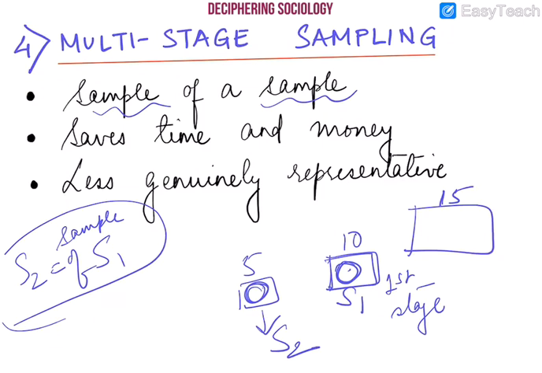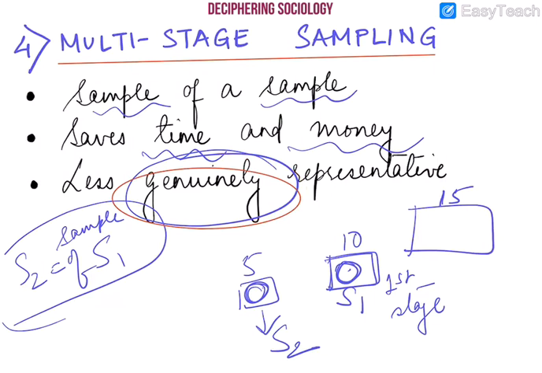The advantage is that it saves my time and money, but the disadvantage is it is less genuine, right? So this is the disadvantage. Negative, this is the positive.